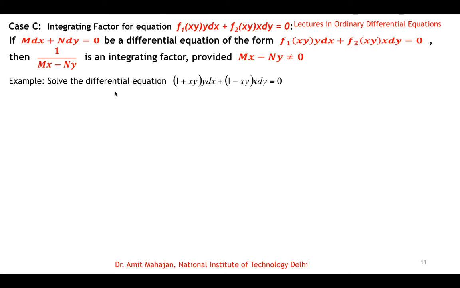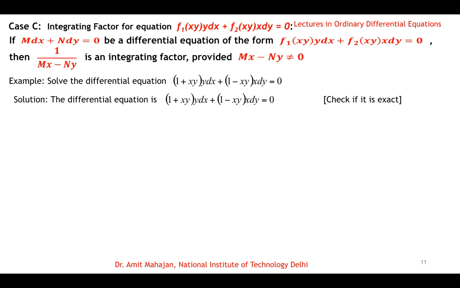Say for example, solve the differential equation (1 plus xy) y dx plus (1 minus xy) x dy. So you can see that with y dx you have some function of xy, where xy always occurs in product. Similarly with x dy there is a function of xy where xy occurs in product. So first we check whether this given differential equation is exact or not. So M is (1 plus xy) y and N is (1 minus xy) times x.